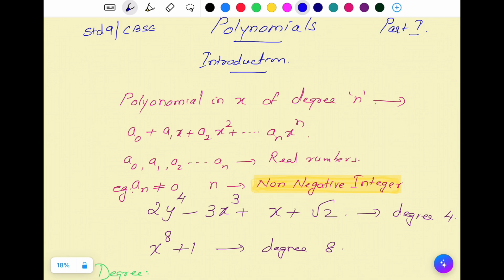To my channel. The chapter is Polynomials for standard 9. This is part 1. So, this is an introduction of what polynomial is.